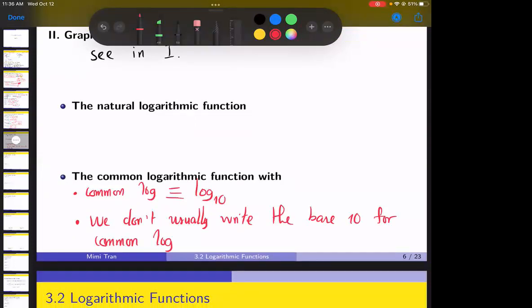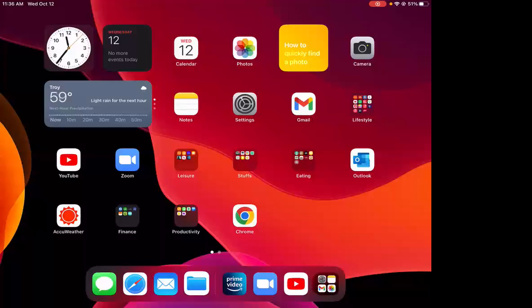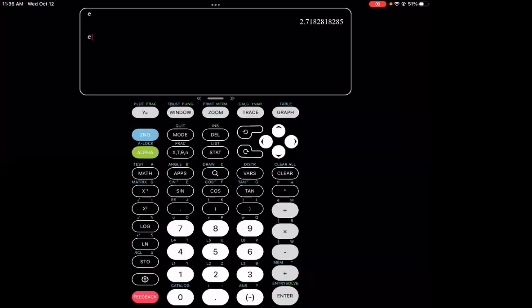On the calculator, you have log base 10 all by itself. Right there, right beneath x squared. It says log, and then you have 10 to the x. That's log base 10.